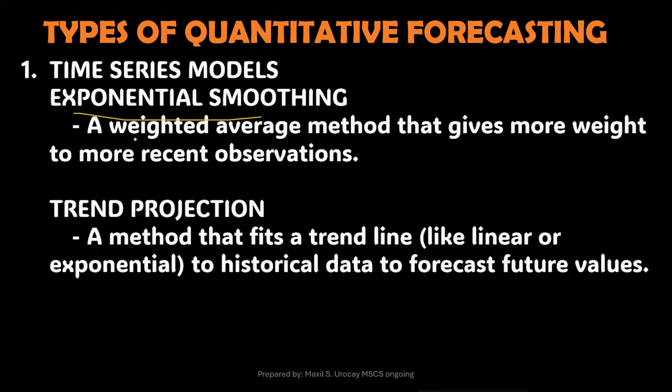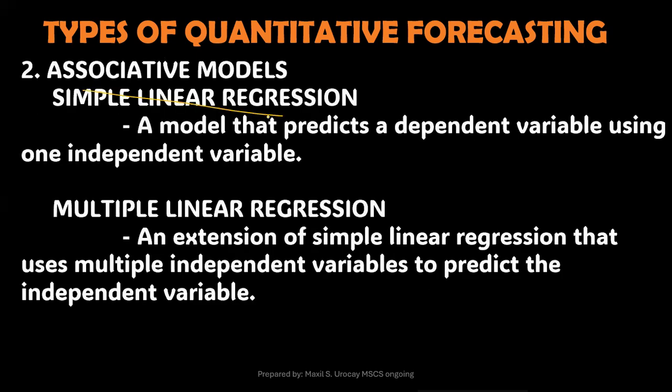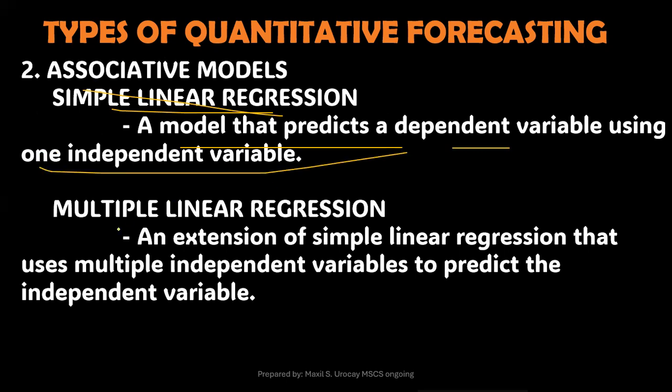Exponential smoothing is a weighted average method that gives more weight to more recent observations. And trend projection is a method that fits a trend line, like linear or exponential, to historical data to forecast future values. So let's move on to the associative model, which is the simple linear regression. It is a model that predicts a dependent variable using one independent variable. It could be multiple linear regression as well, which is an extension of simple linear regression that uses multiple independent variables to predict the dependent variable. So we'll deal with that as well in the future.